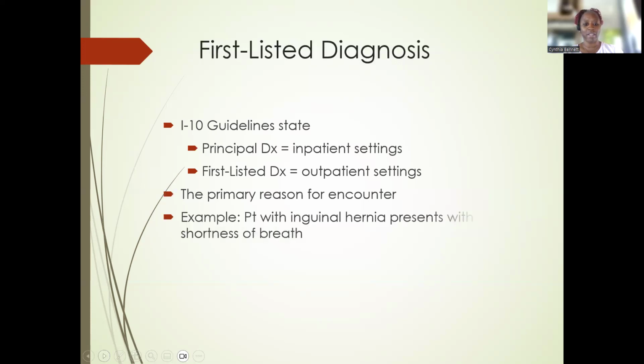Primary reason for the encounter. Here's an example: a patient with inguinal hernia presents with shortness of breath. The SOB, which is shortness of breath, is the first listed diagnosis, because in this example this is an outpatient service. That's why it would be the first listed instead of a principal diagnosis.